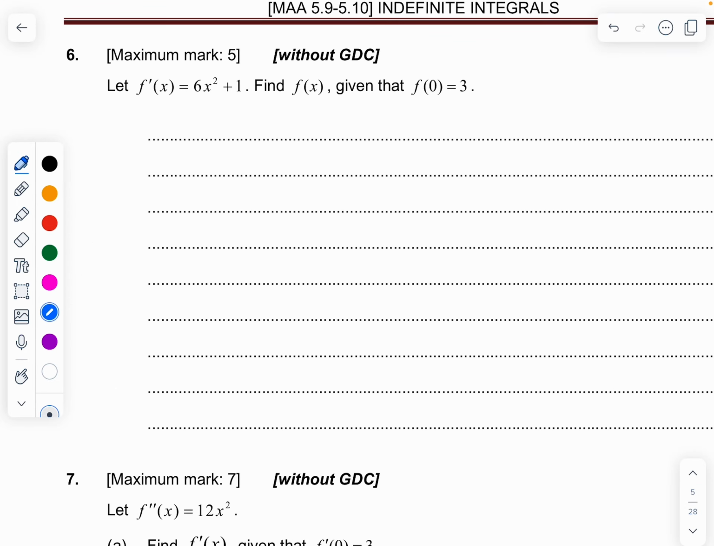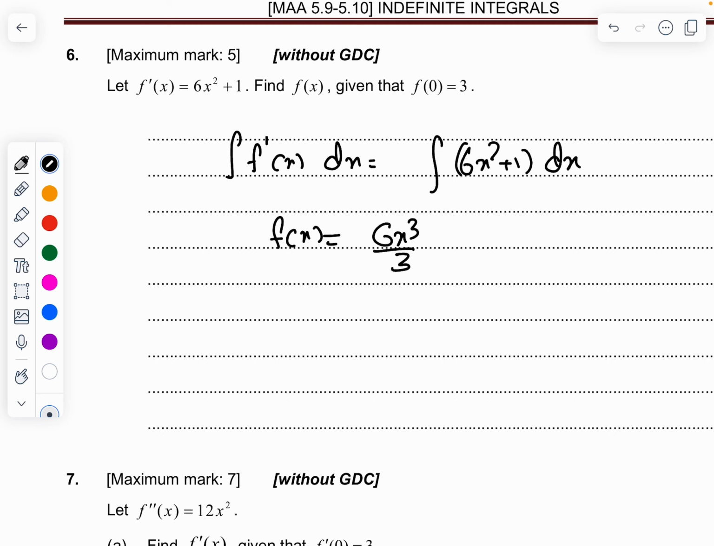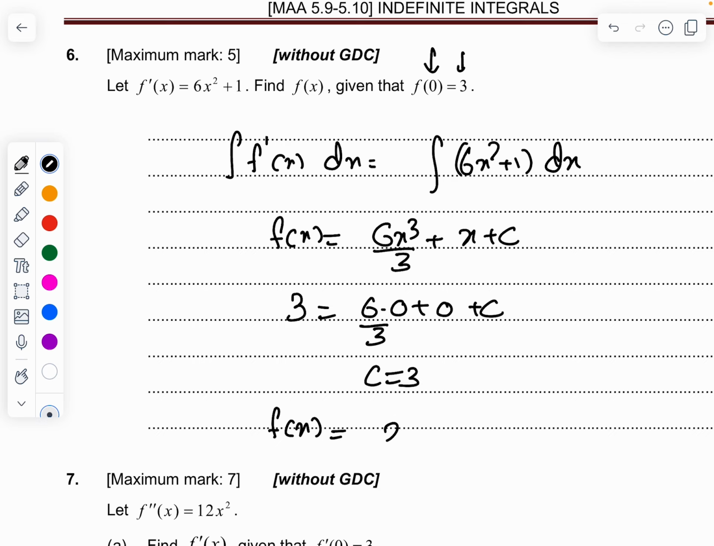Question number 6. f prime x is given. Find f of x given that f of 0 equals 3. So applying the integral on both sides, the integral of f prime x dx will become f of x equals 6x cubed upon 3 plus 1x plus c. But f of 0 equals 3, so 3 equals 6 times 0 plus 0 plus c. So c equals 3. So what will be f of x? f of x will become 2x cubed plus x plus 3.